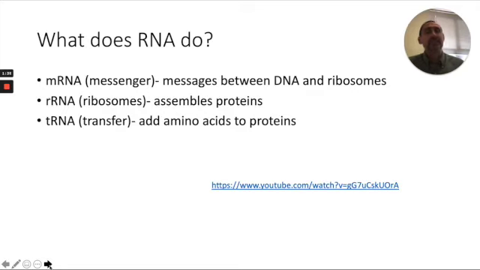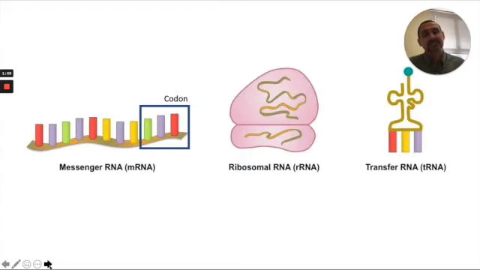You'll notice that messenger RNA takes that message out into the cytoplasm. Ribosomal RNA is in fact ribosomes where proteins are made. And transfer RNA is going to be the molecule that builds the amino acids. Here's another picture of it. You'll notice the messenger RNA, ribosomal RNA, transfer RNA.